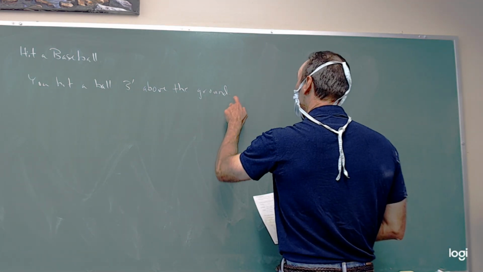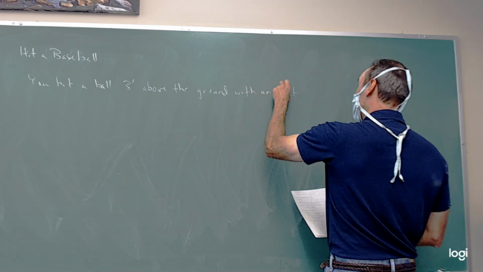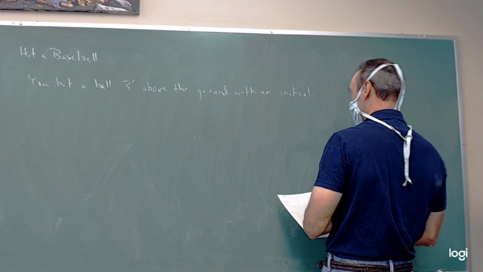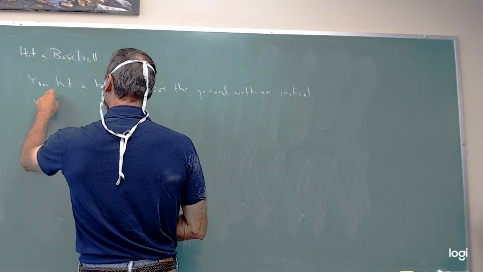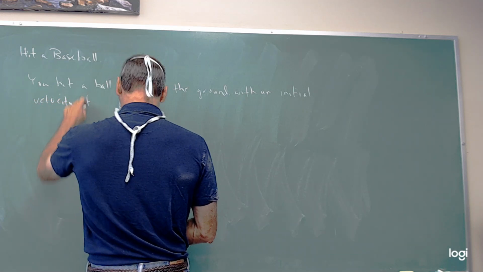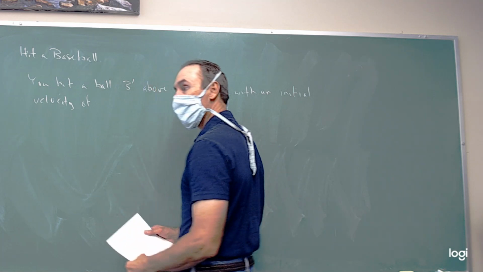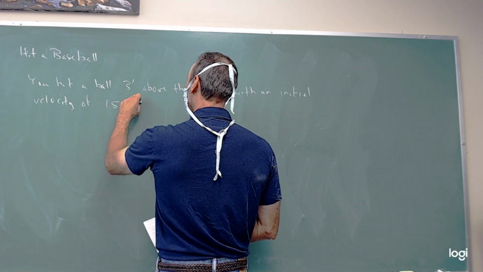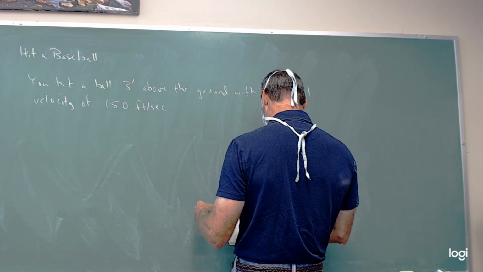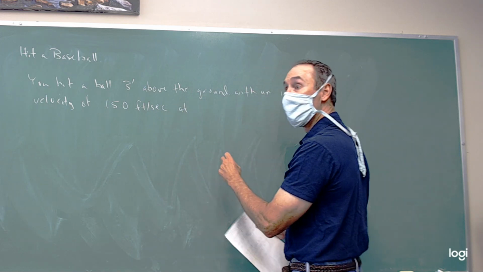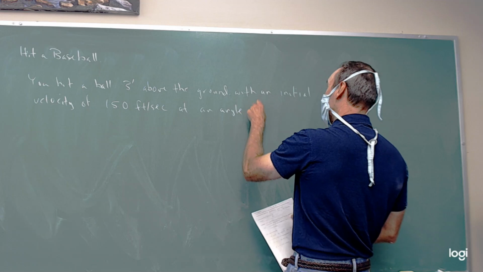with an initial velocity. So this is now coming off your bat with an initial velocity of 150 feet per second. I'll get this one out of the book. 150 feet per second at an angle of 18 degrees above horizontal.